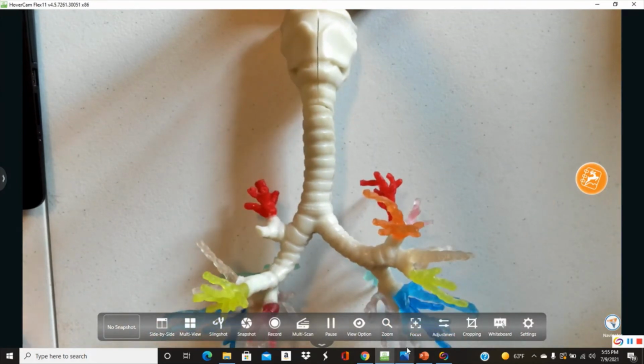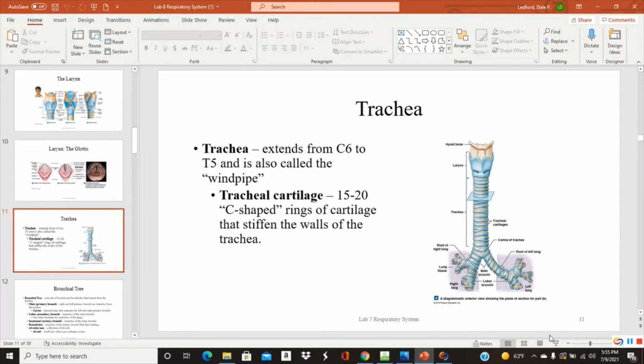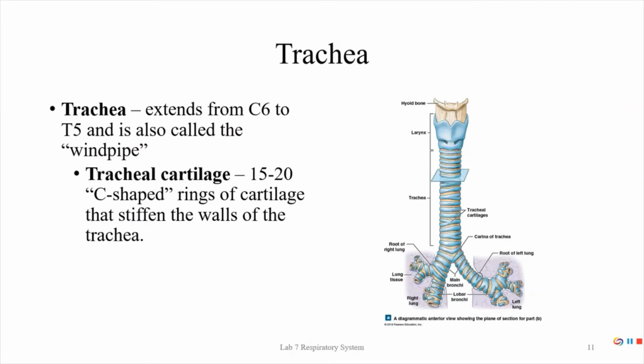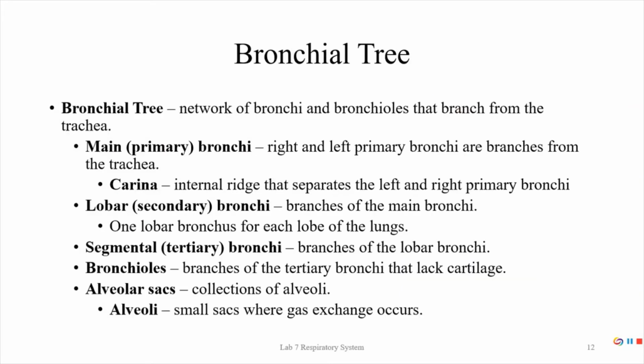Now, the trachea has those tracheal cartilages that I showed you. Now, then we're going to look at our bronchial tree, and this is what branches off the trachea. The branches off the trachea are called the bronchial tree. There will be 3 major bronchi that come off, and then off the last bronchi, there will be bronchioles down to the alveolar sacs and the alveoli.